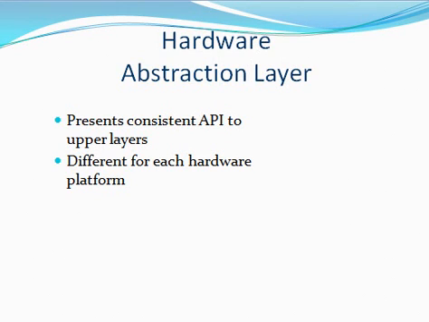The lowest layer in the ECOS is the hardware abstraction layer. It presents a consistent API to the upper level, provides the API which is required for the upper layer, and it is different for each hardware platform. For each hardware, the hardware abstraction layer is different.